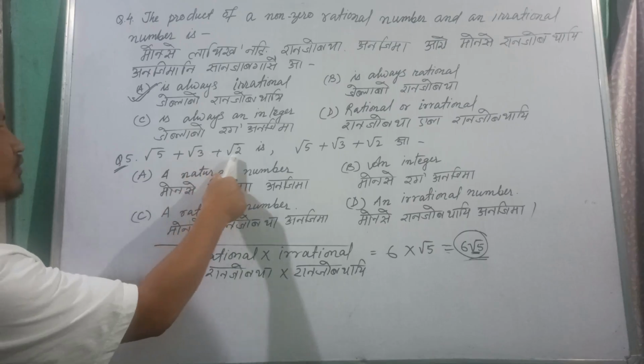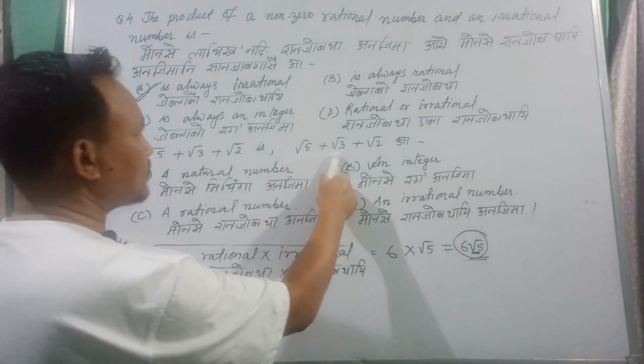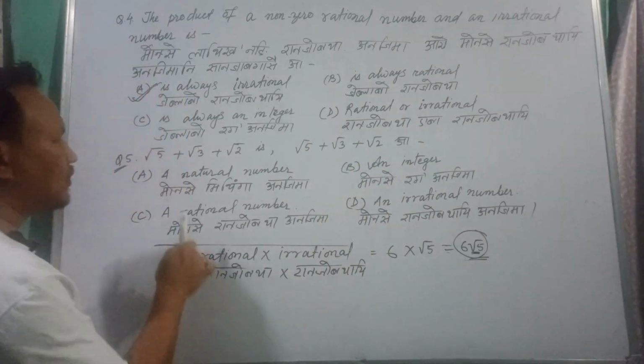Root 5, root 3, root 2 is what type of number? Root 5, root 2, root 3 is what type of number?